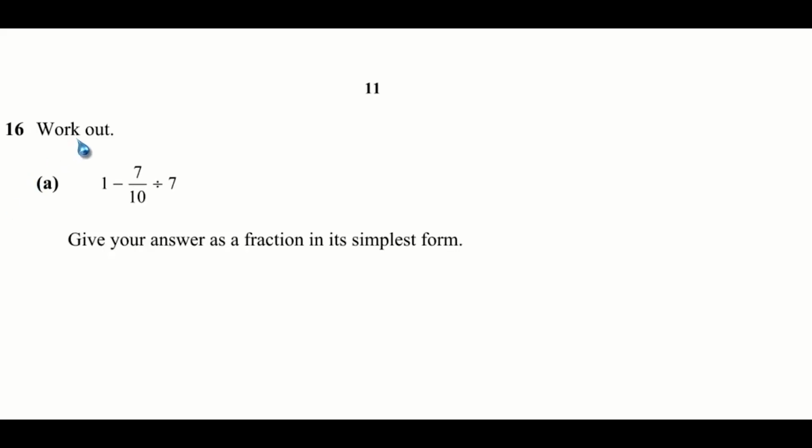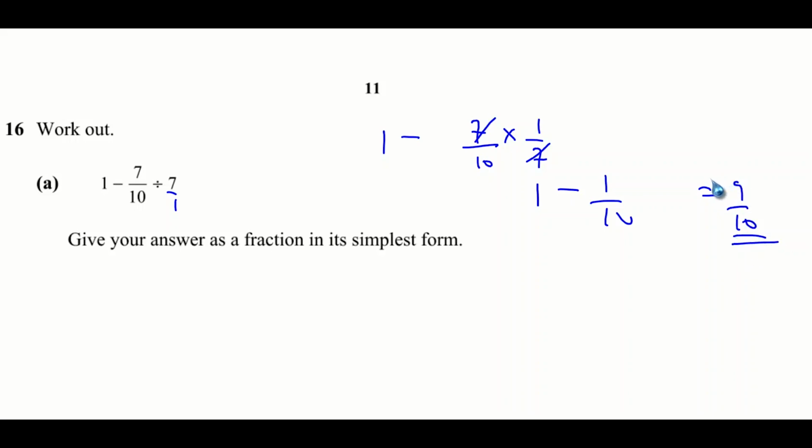Okay, so the next question will be this. We have to use BODMAS. So we start with division. So this will be 1 minus 7 out of 10. Dividing by 7 out of 1 is the same as multiplying by the reciprocal, 1 out of 7. So this will cancel this, so we're left with 1 minus 1 out of 10. If we are subtracting this, the shortcut is to say 10 minus 1, that would be 9 out of 10, straight away.